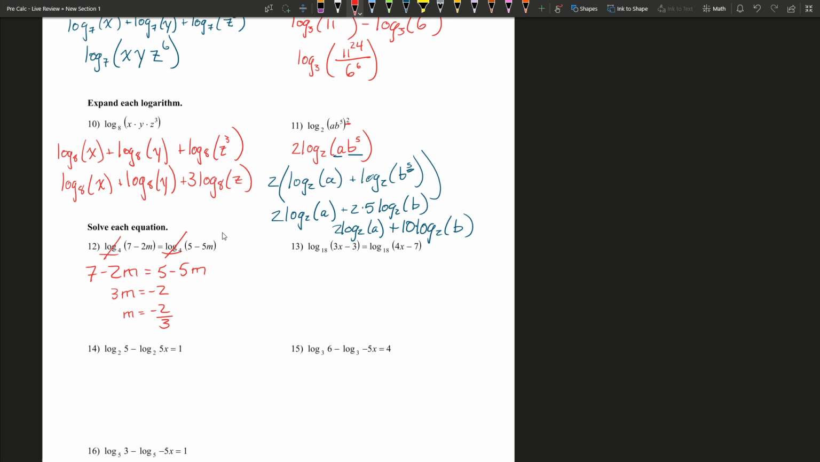Same thing for number 13. The 2 log base 18s kind of cancel. So we get 3x minus 3 is equal to 4x minus 7. If we subtract 3x from both sides and add 7, we get x is equal to 4, and that's our answer.